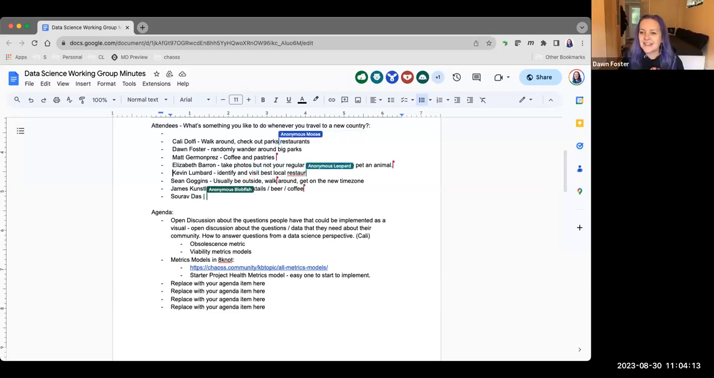Okay, so let's go ahead and get started. We have a few things on the agenda for today. The first one is really just kind of an open discussion. And I think the idea behind this is: what are the questions you have that you'd like to get answers to that maybe aren't in your existing dashboards, or you don't have good visualizations for, but are things that you would like to see visualized that would help you understand your open source community? And also, maybe how to answer those questions from a data science perspective.